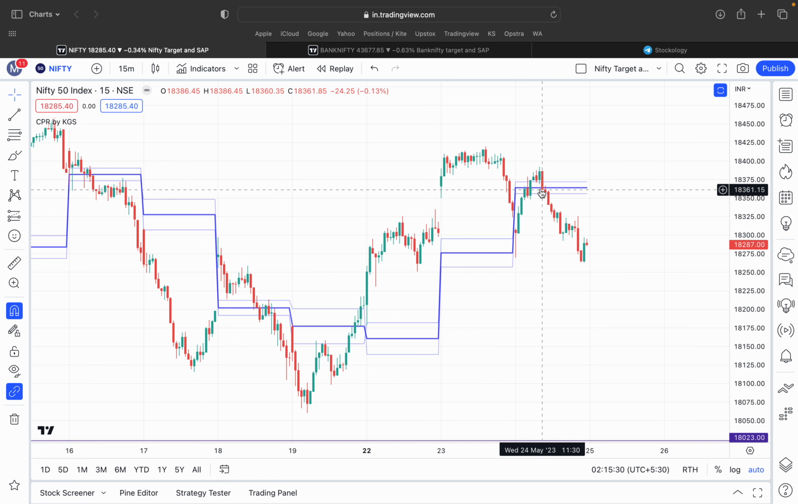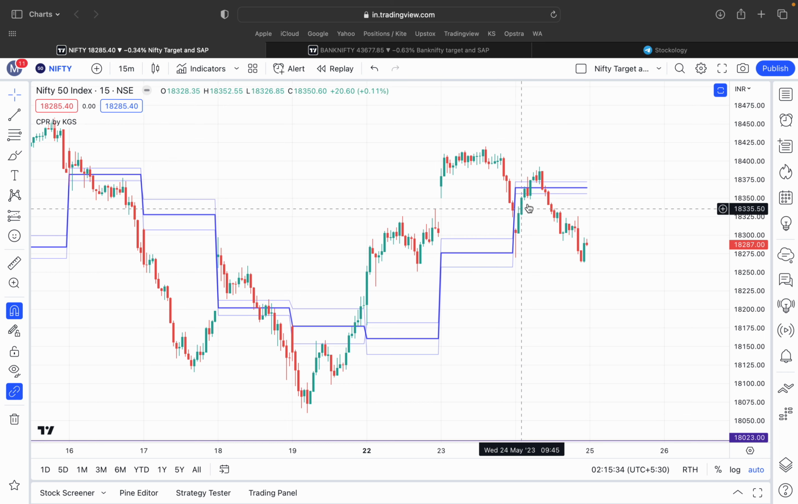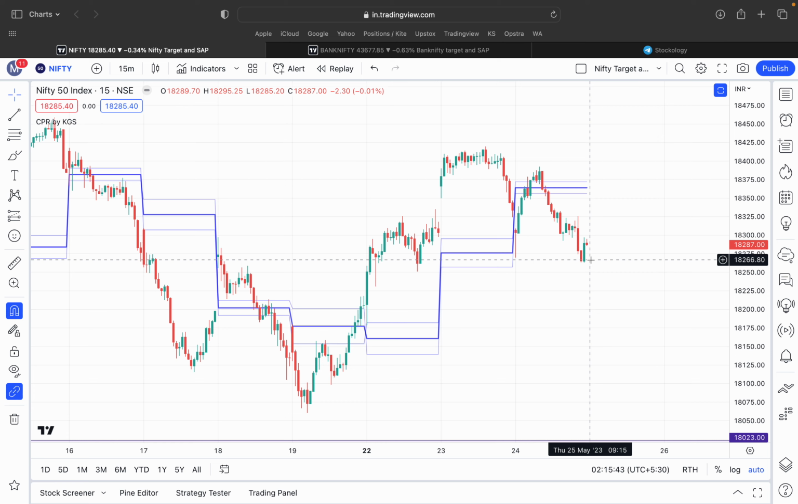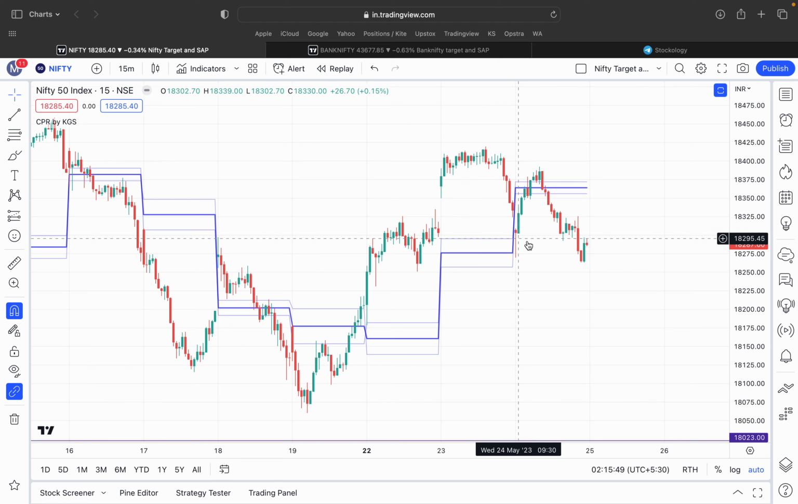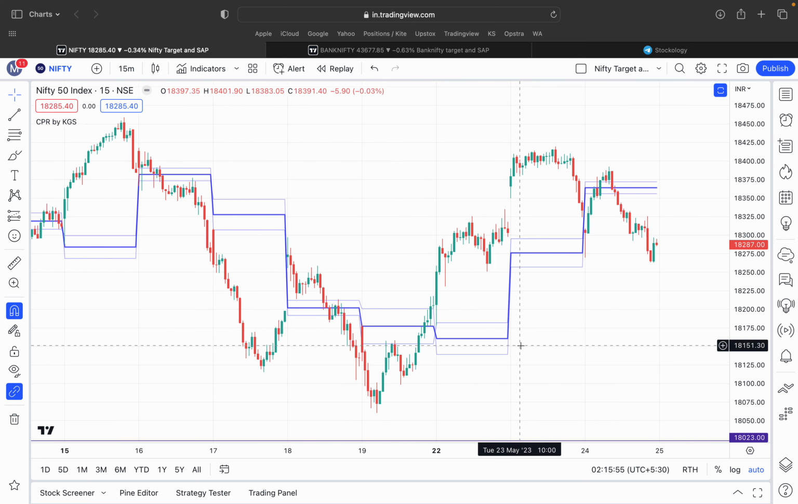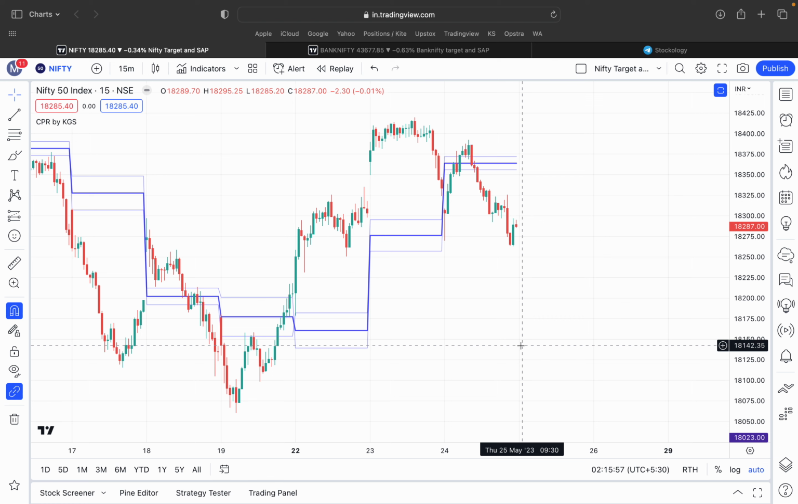On 24th May, what has happened? Price has opened over here. This is the price and the CPR was above. So in this scenario, you can expect the market to remain bearish for the day. So let me conclude again. If the price is trading above the CPR, it is supposed to be a bullish sign. If it is trending below it, it is supposed to be a bearish sign. Okay, so that is one thing, and you will get the idea in the first 5 minutes itself.